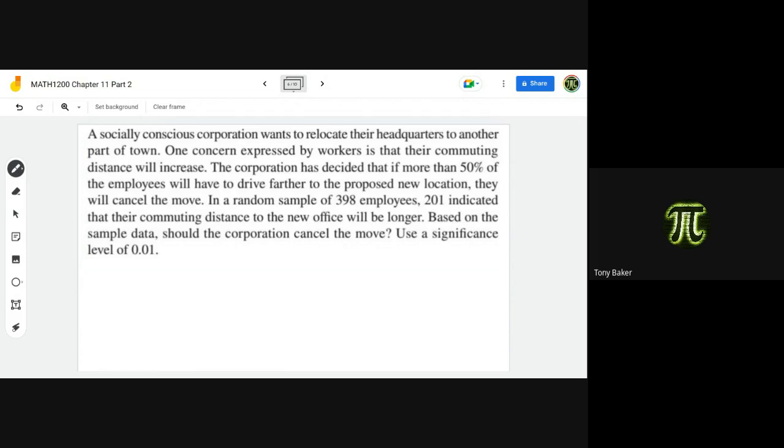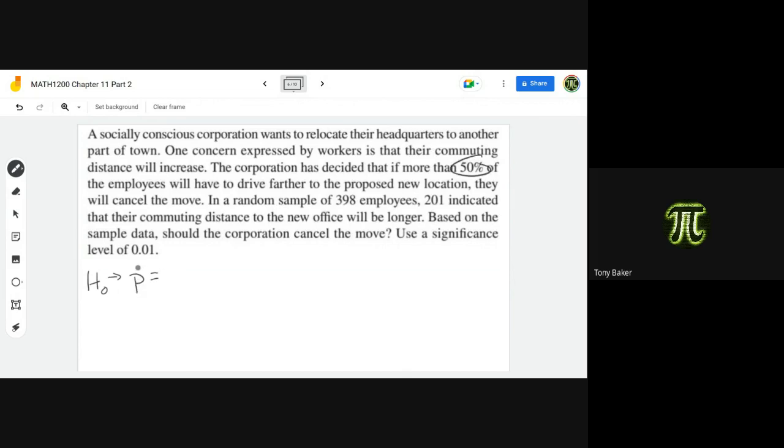All right, so first off, let's get our null hypothesis and our alternate hypothesis. Let's do that always first. Keep forgetting to do that first. What's my null hypothesis? It's 50.